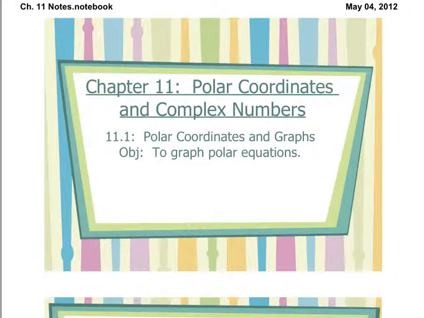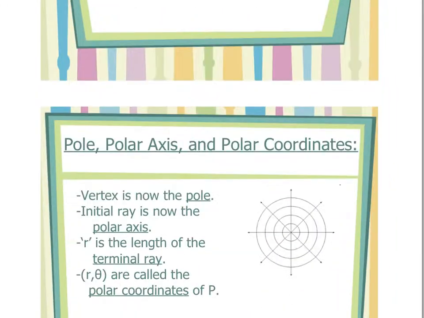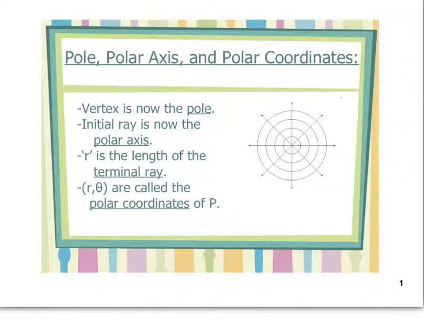Alright, this is 11-1, day 1. Very beginning of chapter 11, we're looking at polar coordinates and complex numbers. We'll start today with looking at polar coordinates. Best way to think about them, in terms of a big picture, is it's another way of describing a location on a coordinate.